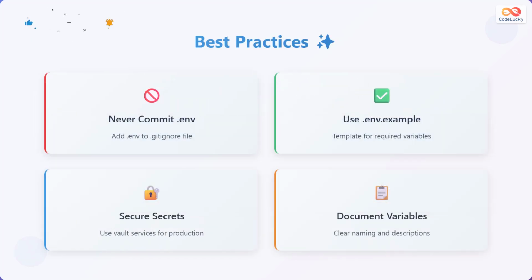Finally, let's go over some best practices when working with environment variables. First, never commit your .env file to your code repository. Always add it to your .gitignore file. Second, use a .env.example file to provide a template for the required variables. Third, secure your secrets by using Vault services for production environments. And fourth, always document your variables with clear naming and descriptions so that other developers can understand their purpose.